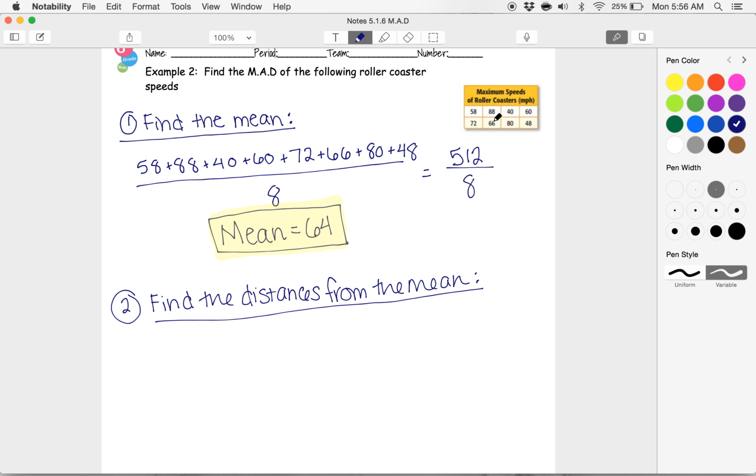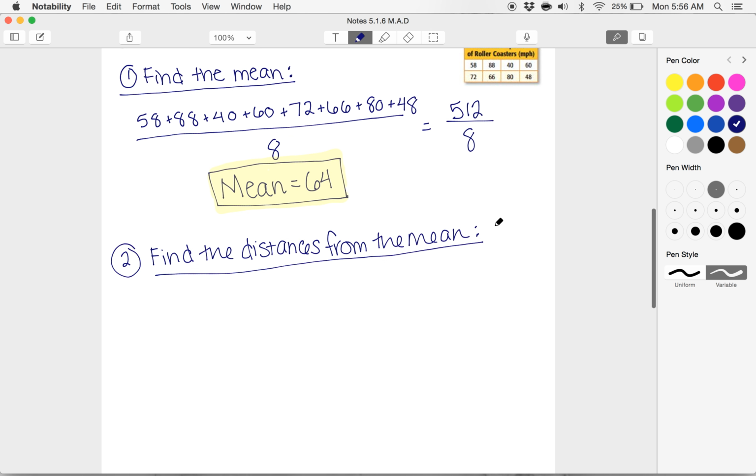So now I need to take each one of these numbers and subtract it from my mean. So I'm going to do 64 minus 58. Looks like I get 6. Now I'm going to do 64 minus 88. I get a negative 24, so I'm going to put 24. 64 minus 40 gives me 24.